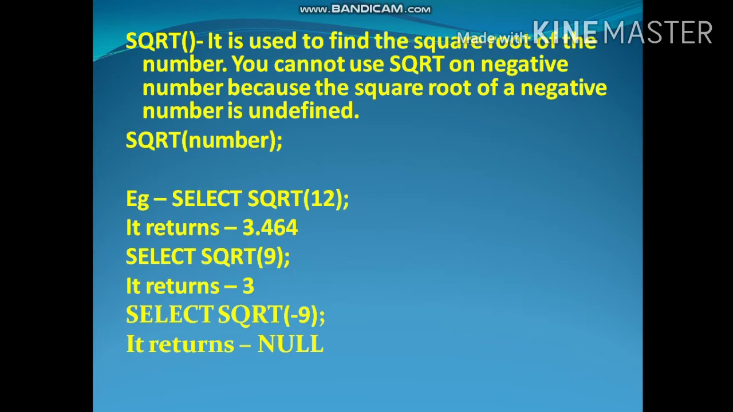The syntax is SQRT(number). Example: select sqrt(12). It returns the square root of 12, that is 3.464. Another example: select sqrt(9). It returns 3. See, I use here select sqrt(-9). It returns null. That means undefined. So if you find the square root of any negative value, it displays null.